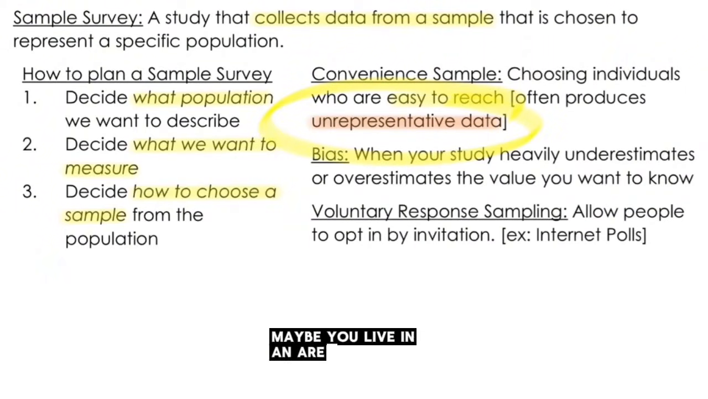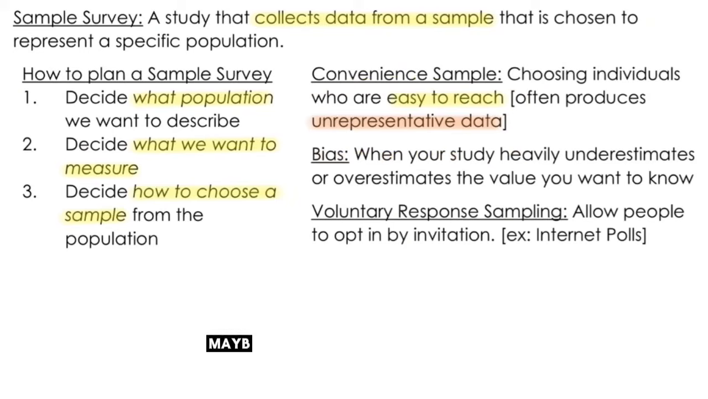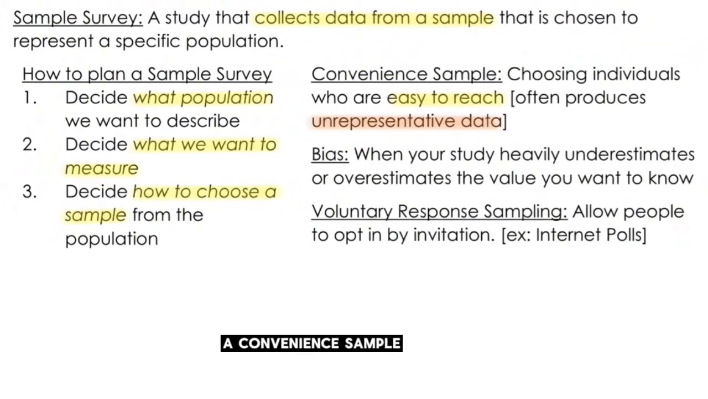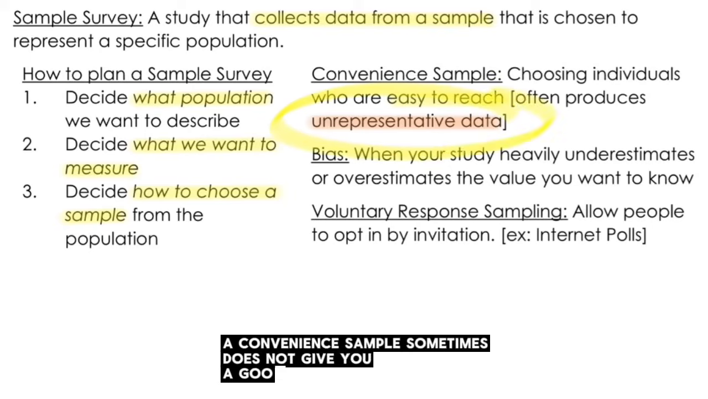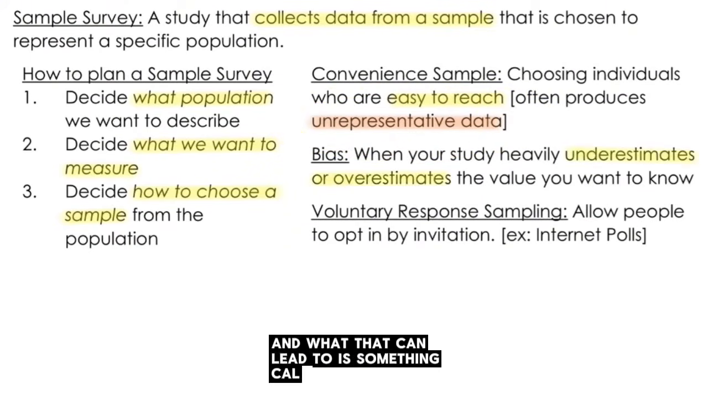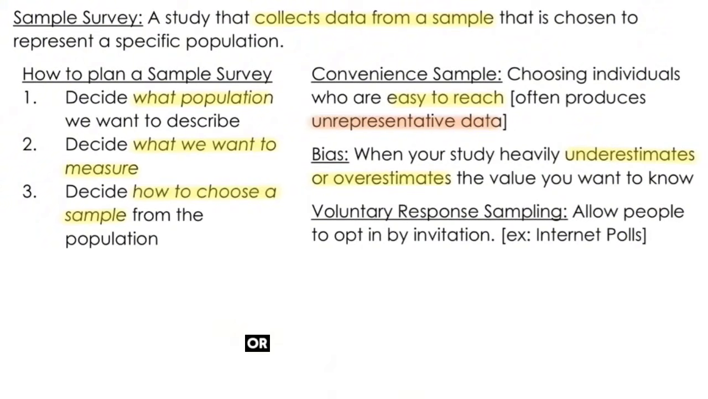Maybe you live in an area where it's not as conducive to own a pet, a dog or a cat, or maybe you live in an area where it is easy to own a pet. Maybe there's a lot of land on your property and in your neighborhood, who knows? A convenience sample sometimes does not give you a good representation of the entire data set. And what that can lead to is something called bias. That is when your study is going to heavily underestimate or overestimate the value that you are trying to know.